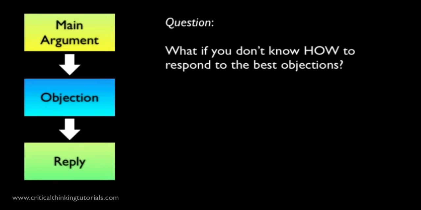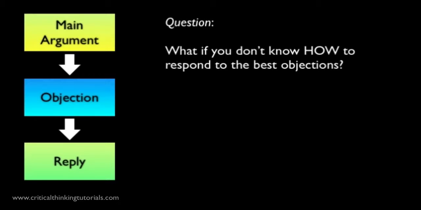Now here's a question that my students sometimes ask me. Let's say you've developed what you think is a pretty good argument, and then you come across an objection to that argument that really stumps you. It really does seem to point out a weakness in your argument, and you honestly don't know how you should respond to it. Now what do you do?